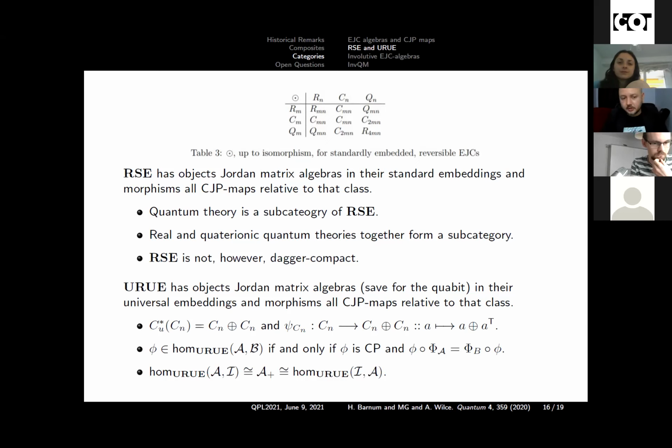There's a really cool feature of this category, as we would like: states and effects are both isomorphic. There's an affine isomorphism between the states and effects and the positive cone of these Euclidean Jordan algebras. So this is much more well behaved. But I'm going to do a little better, because you'll notice that the quaternionic bit still isn't in there.